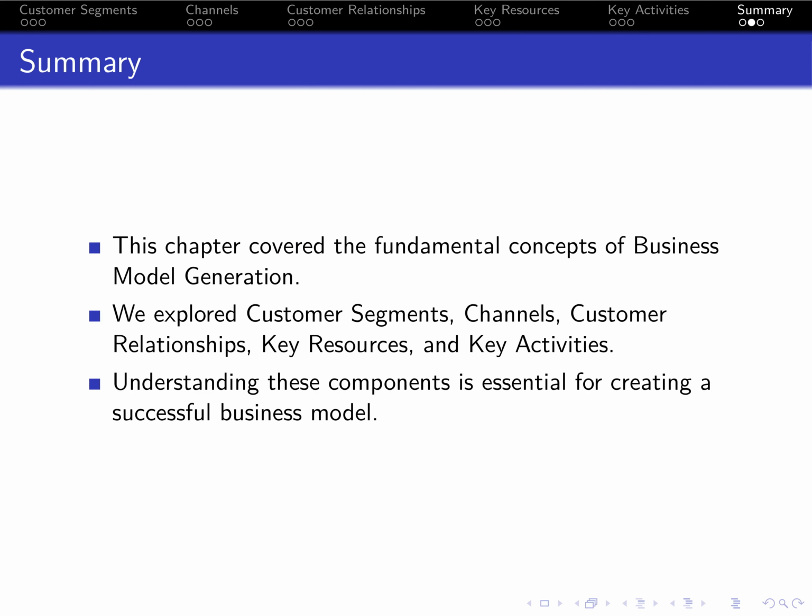In this chapter, we delved into the basics of business model generation, focusing on customer segments, channels, customer relationships, key resources, and key activities. Understanding these elements is crucial for developing a thriving business model.